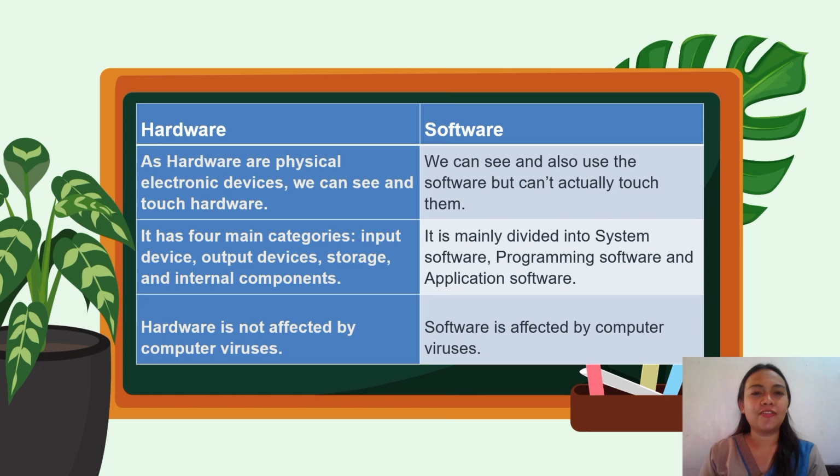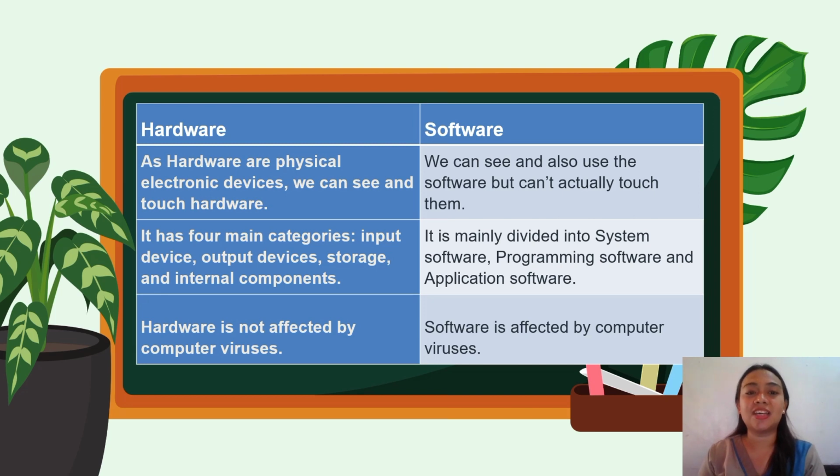As hardware are physical electronic devices, we can see and touch the hardware. While for the software, we can see and also use the software but can't actually touch them. And another, for the hardware, it has 4 main categories. We have the input, output, storage, and internal components. For the software, it is mainly divided into system software, programming software, and application software.